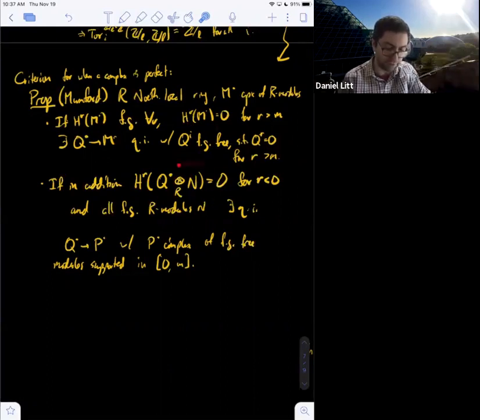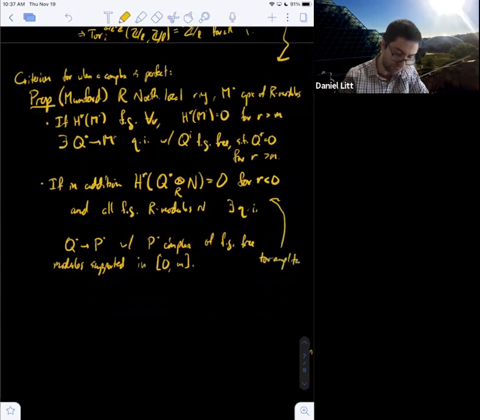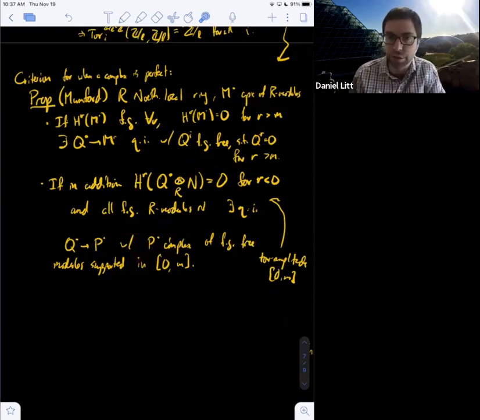And then here with this condition, this is a condition on Tor dimension. So this condition has a name. It's called being of Tor amplitude 0, m. So if you satisfy this condition, then one can actually find a perfect complex. So this is the answer to your question, Sasha.